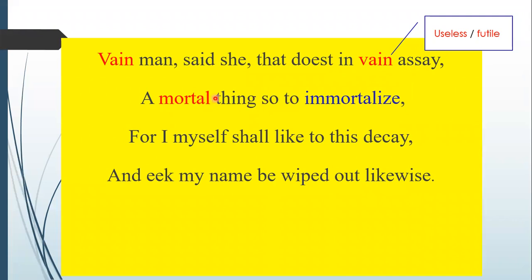إن الشيء الفاني الذي يموت so to immortalize من الصعب أن يخلد. الشيء اللي له نهاية لا يمكن أن يخلد. For I myself shall lie to this decay. لأنني نفسي أنا سأموت. I will die. Decay, one of the names of death. أحد أسماء الموت.